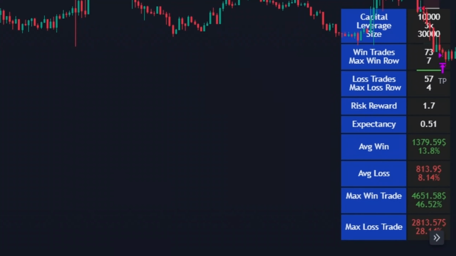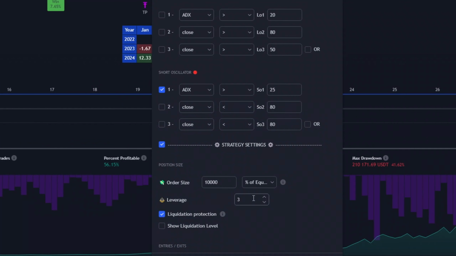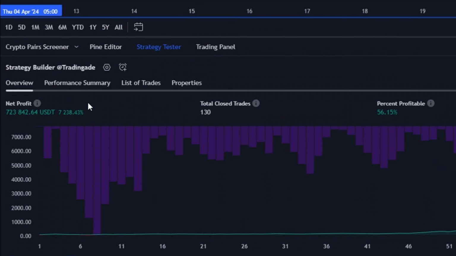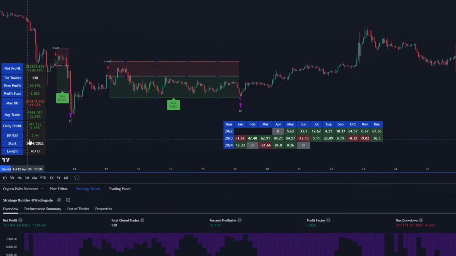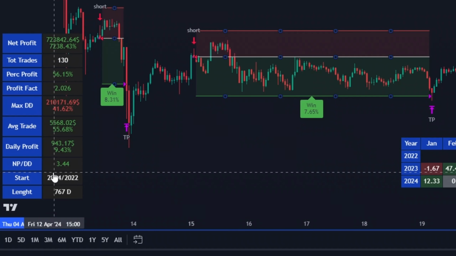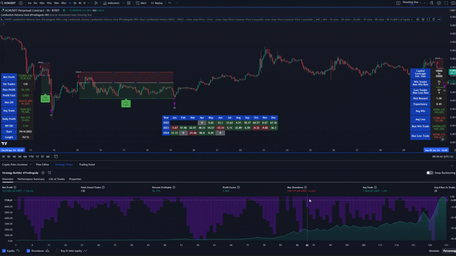We are backtesting with fixed amount, but if we try to change to percentage of equity, so basically we compound our profits, as you can see we have an astronomical net profit of 7,238%. Max drawdown is 41.62%, which is high as well, but something to keep attention to is the net profit / drawdown, which compared to the previous backtest is way lower. In fact, we have only 3.44. That means that the ratio between the net profit and the max drawdown is not in our favor as in the previous backtest. So personally, I would prefer the previous backtest.